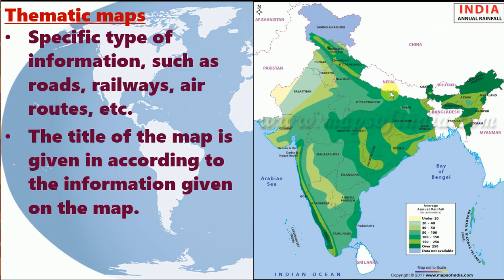This one is a thematic map because, and let me tell you one more thing, the title of the map is given according to the information given in the map, because this map is showing us the annual rainfall that falls in India. The theme, or the title of the map, is already written here, which is related to the information, and it's quite clear in the map, isn't it?